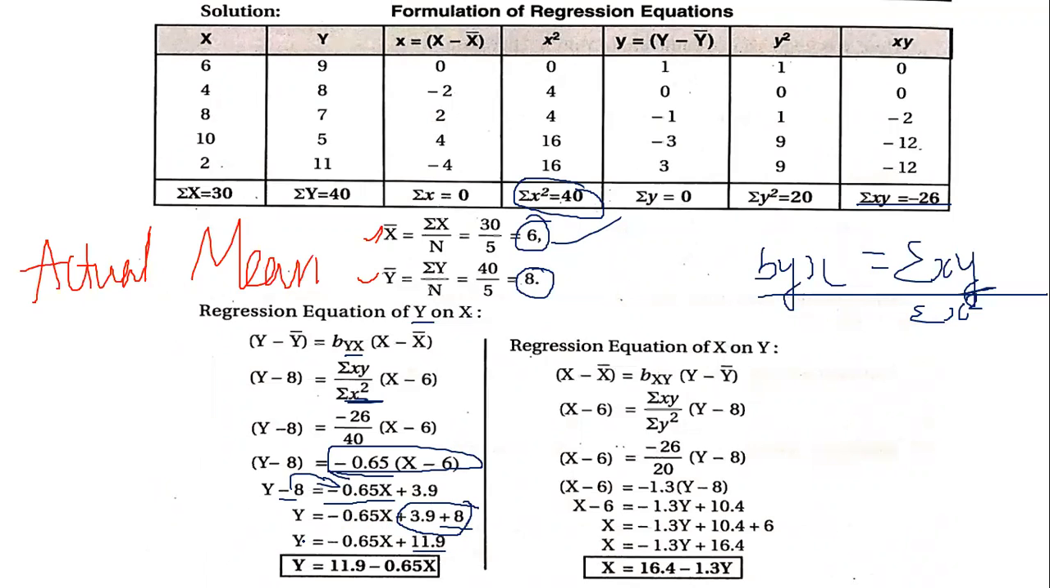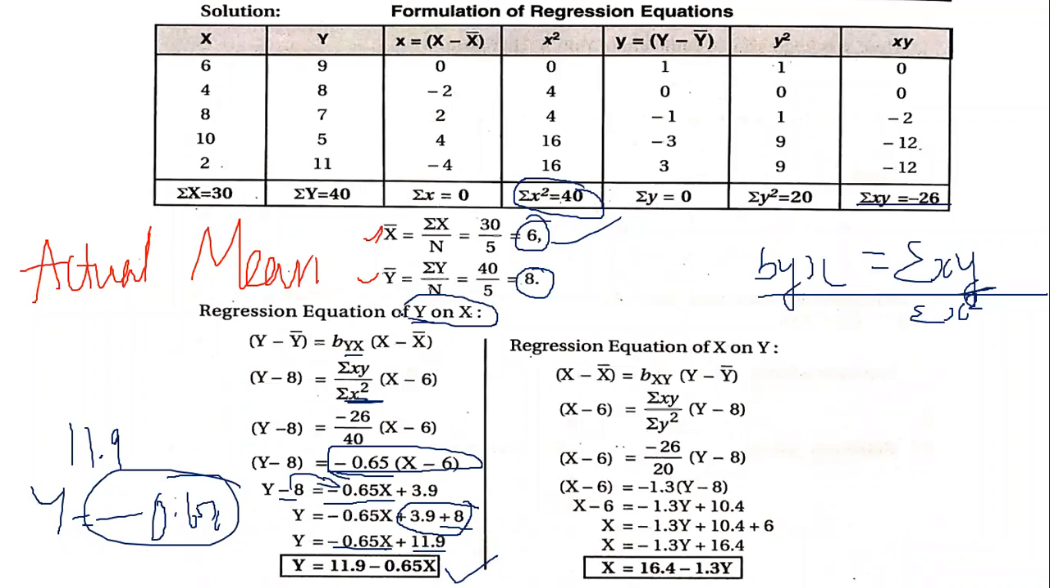Okay. Now if you see the equation, it is y is equal to minus 0.65x. So minus is in the first place. Okay, so what I'm doing, I'm just changing the place a little. I will put the positive number first, that is 11.9, and then the value of the minus will go next. So you get an equation of regression where it is y on x. Okay, this is the first regression equation, y on x.